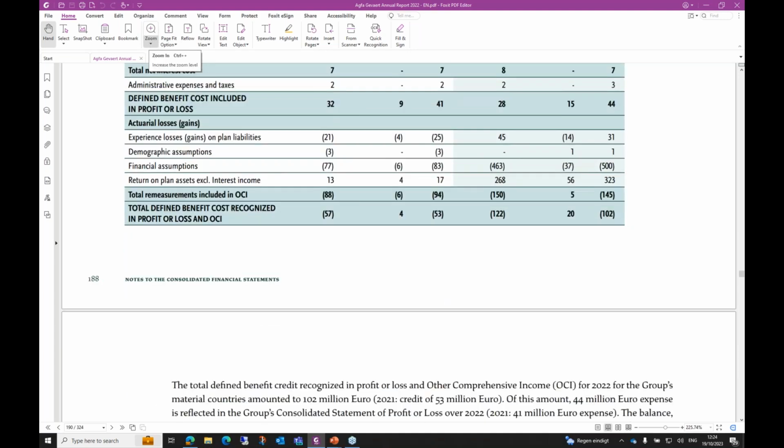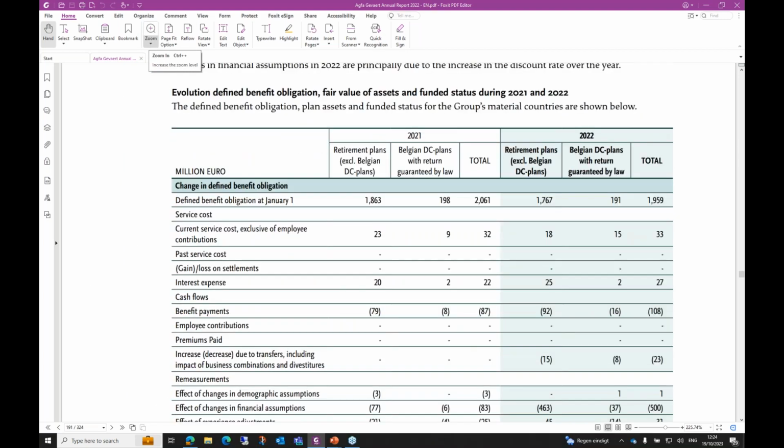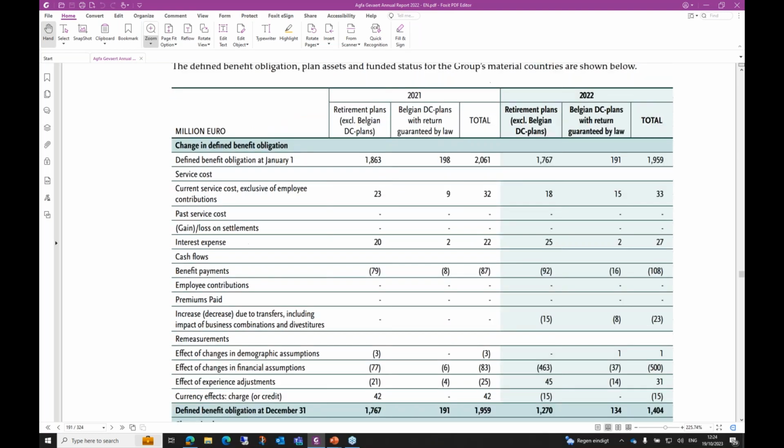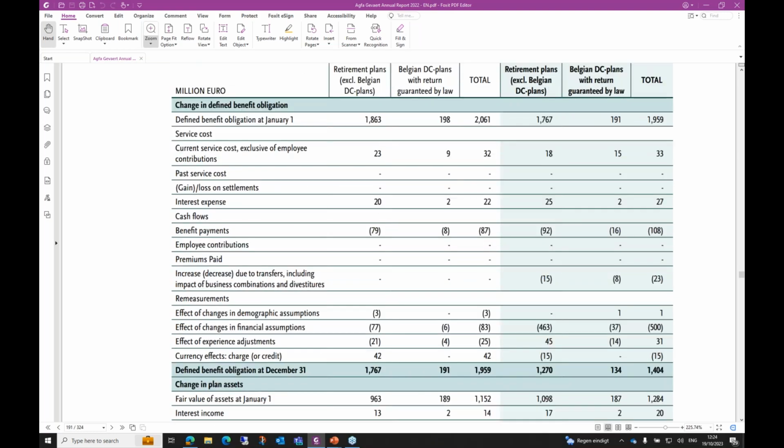Okay. So again, we go further. The changes here. Again, they have a lot of tables, and I must say that they duplicate a bit, or seem to duplicate a bit. But here they split it for Belgium, for example. What is the impact in Belgium for the real DB plans and the DC plans?